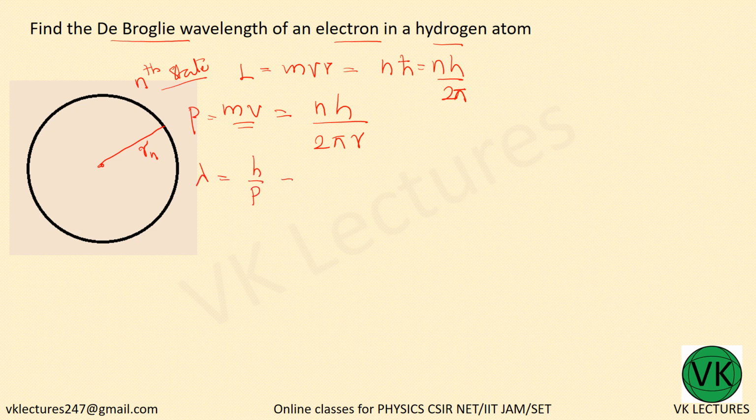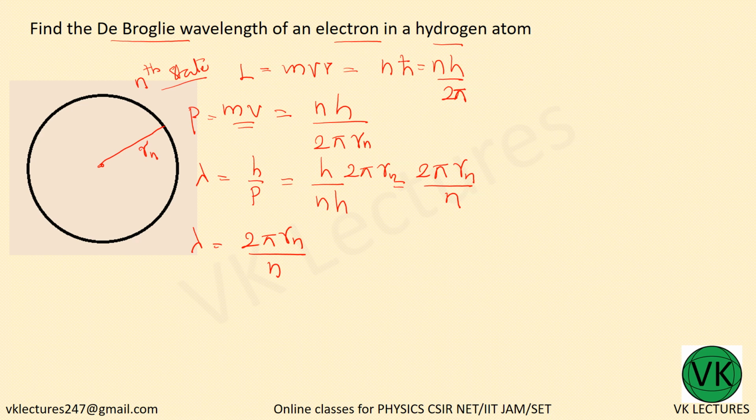So that is equal to h divided by nh into 2 pi r, right? So this is nothing but 2 pi r divided by n. Here also you can write rn just to indicate it is in the nth state or nth orbit. So lambda is given by 2 pi rn divided by n.